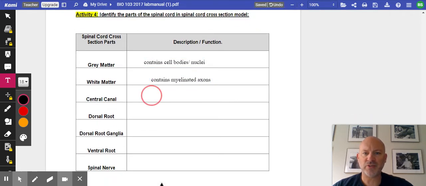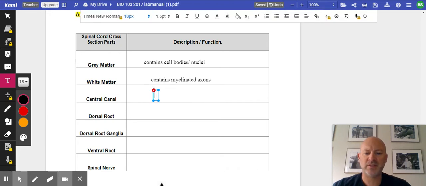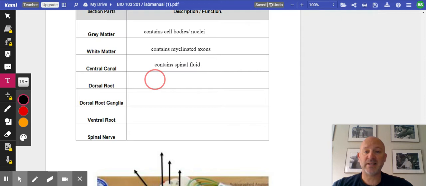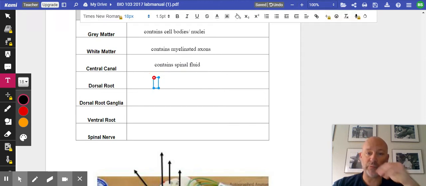The central canal is in the middle. This contains fluid. If we're looking at a slice of the spinal cord now, the dorsal root is the site to say it contains actually sensory nerves.